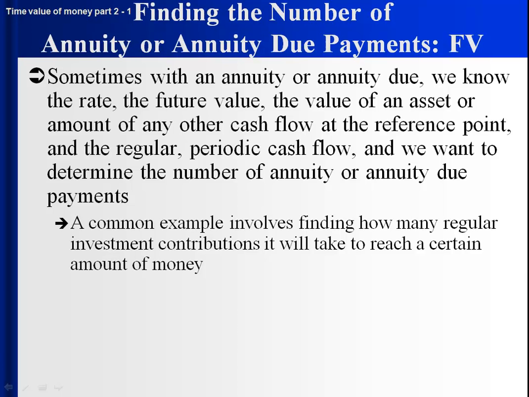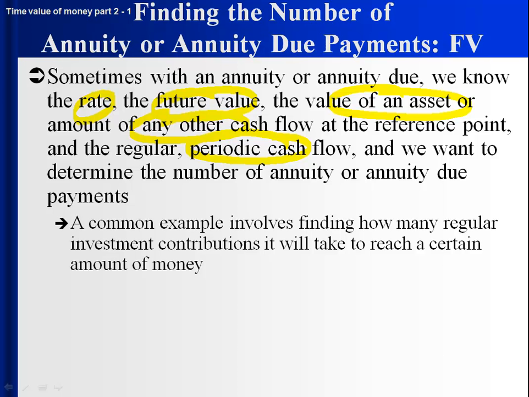Sometimes we want to find the number of payments with the future value. Specifically, we know the rate, how much we can save at. We know the future value, which is our goal. We know if we have a special amount, or special savings at time zero, the amount we're already starting with, already have saved. We know how much we're going to be able to save at regular intervals, and we want to know how many of those payments we need to make before we reach our goal.